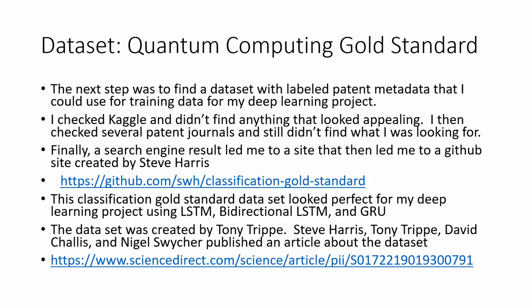So I searched on Kaggle for patent data sets and didn't really find anything that looked appealing. I then checked several patent journals that included machine learning information. Still didn't find what I was looking for. Finally, a search engine result led me to a site, then led me to another site that had the GitHub site created by Steve Harris. And in his site, he had the classification gold standard data set, which had this quantum computing qubit data set that looked absolutely perfect.